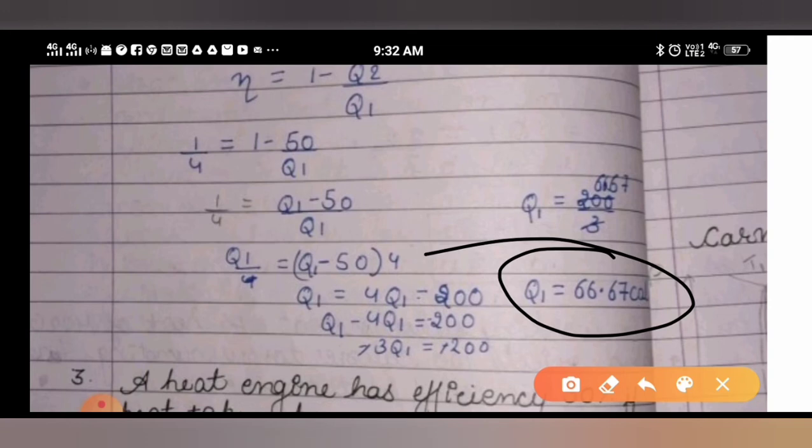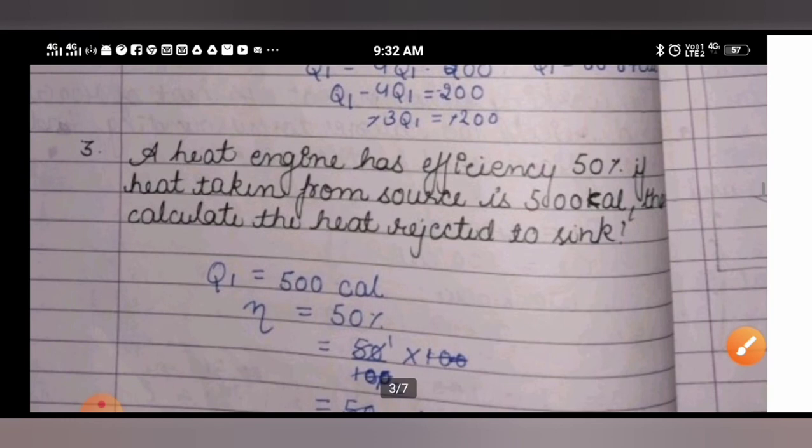So dear students, it's very easy. If heat is there, then the answer will be in calories. If temperature they will ask, then the answer will be in Kelvin. Temperature questions will also come. Next: a heat engine has efficiency 50%. If heat taken from source is 500 calorie, then calculate the heat rejected to sink.